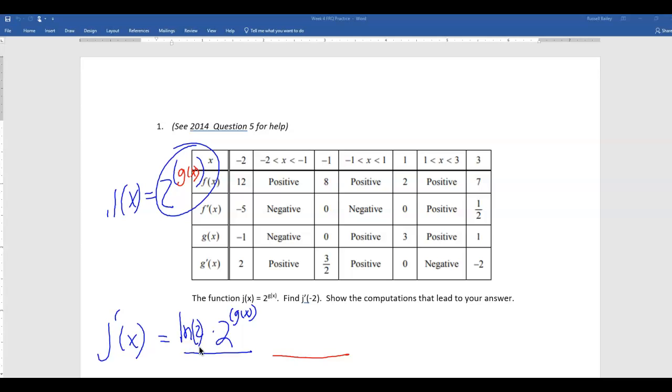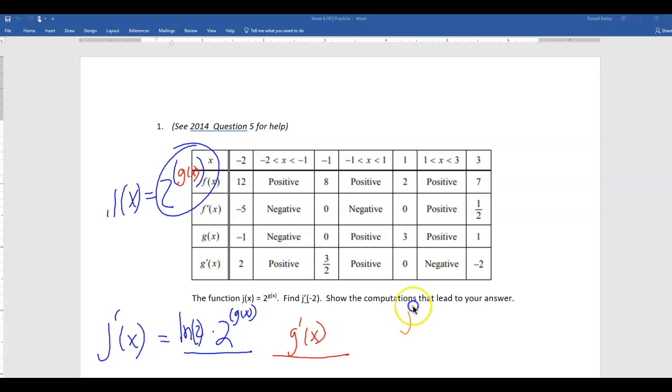That's the derivative of the outside. Now I want to do the derivative of the inside, which is g. So that would just be g prime of x. So that there would be worth 1 point on your FRQ. The other point can be earned by plugging in the negative 2 and simplifying it.